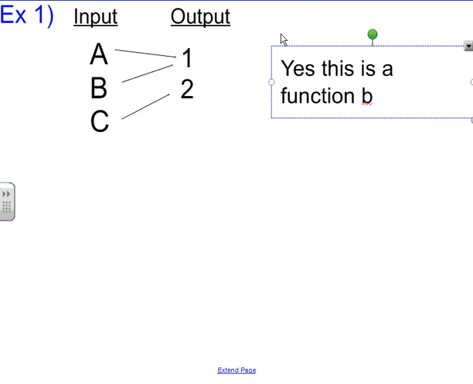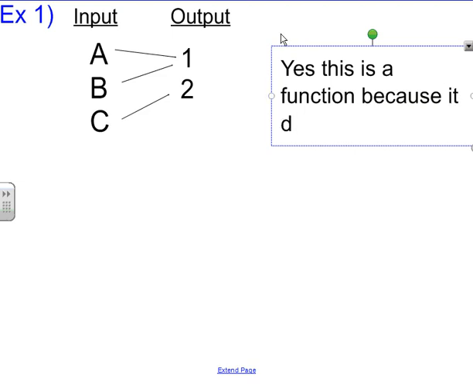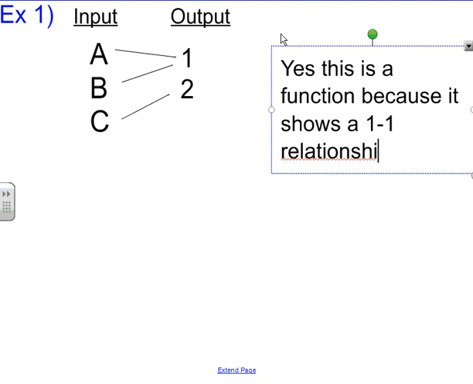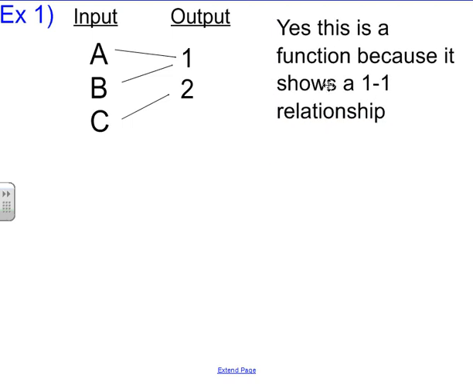And we have to explain why we're saying what we're saying. We're going to say this is a function because it does show a 1-to-1 relationship.